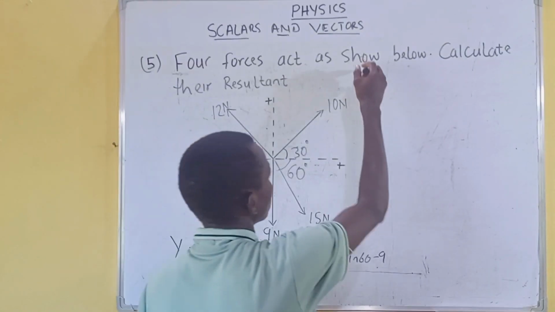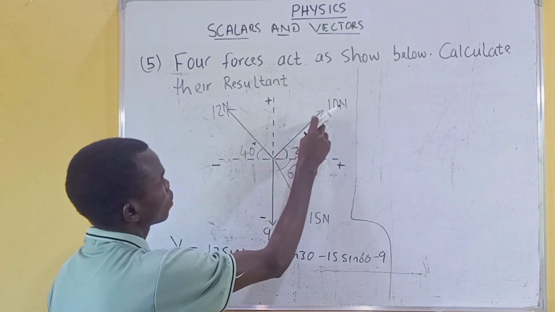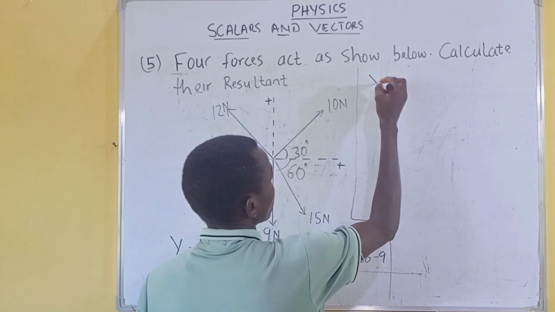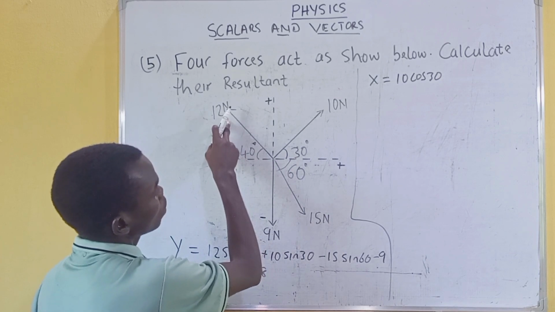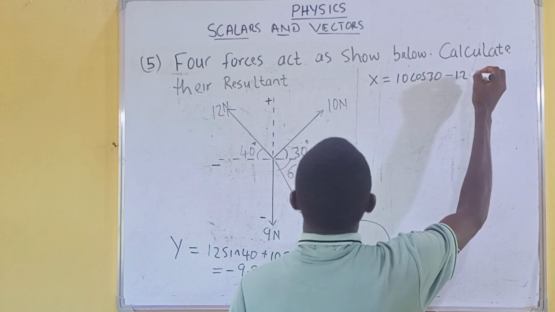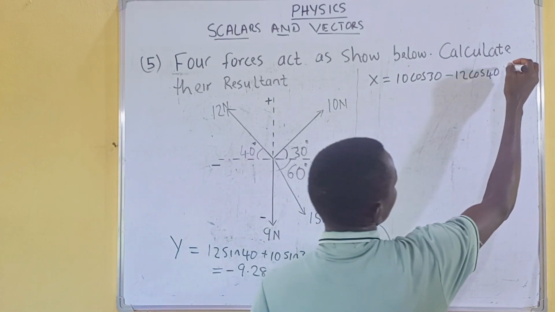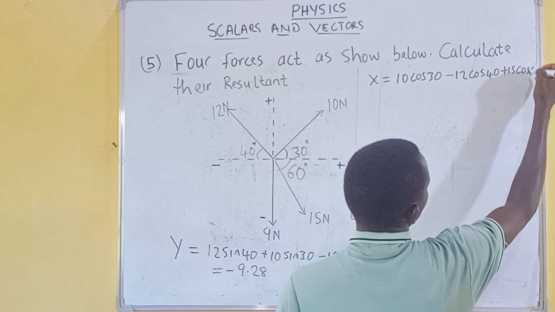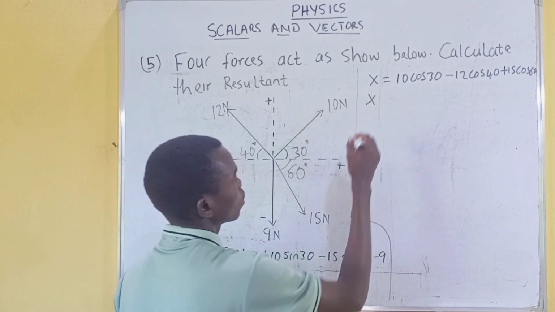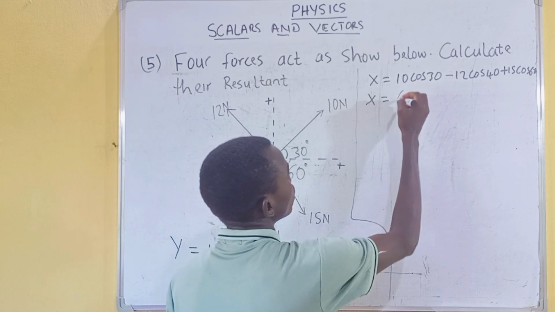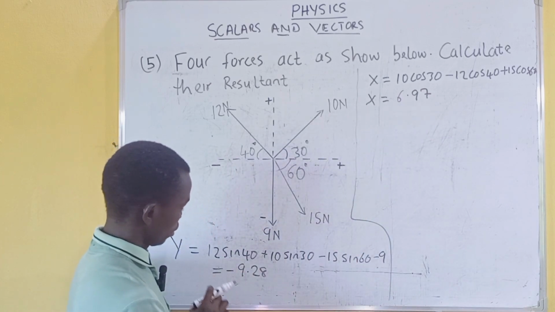To find the x component, we resolve each vector to the horizontal. So when you resolve this to the horizontal, it will now be equal to 10 cos 30. When you resolve this to the horizontal, this will now be minus 12 cos 40. And this angle to the horizontal, plus 15 cos 60. You can't resolve this to the horizontal because it is in the vertical direction. So our x, which is the horizontal component, will now be equal to 6.97.